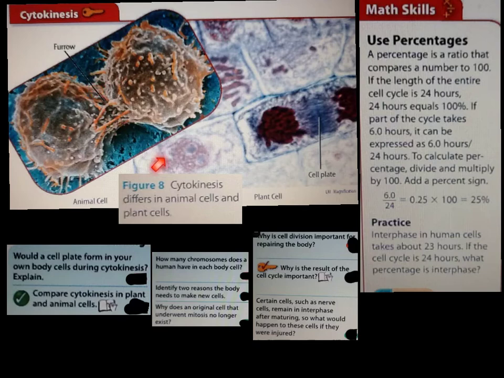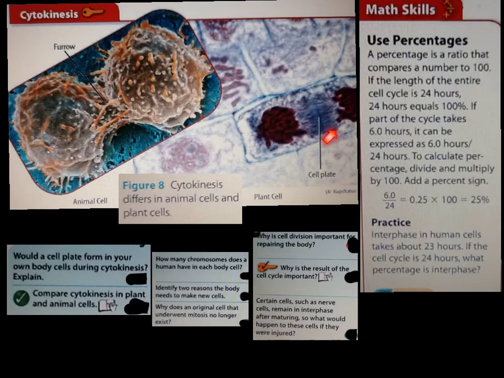Cytokinesis in plants happens in a different way. As shown in Figure 8, a new cell wall forms in the middle of a plant cell. First, organelles called vesicles join together to form a membrane-bound disc called a cell plate. Then the cell plate grows outward toward the cell wall until two new cells form. Reading check. Compare cytokinesis in plant and animal cells.